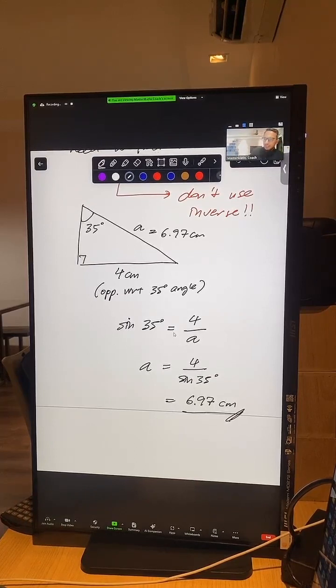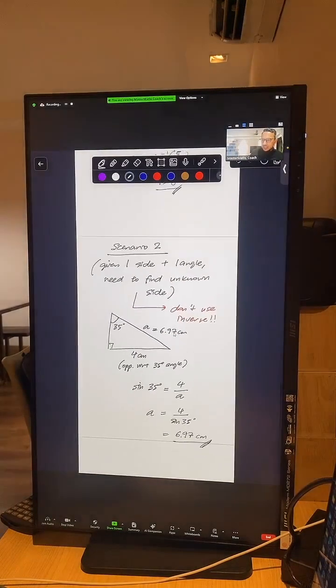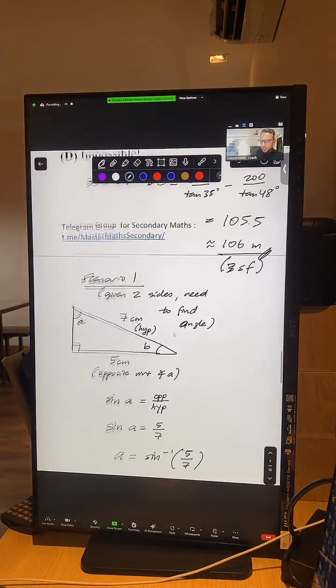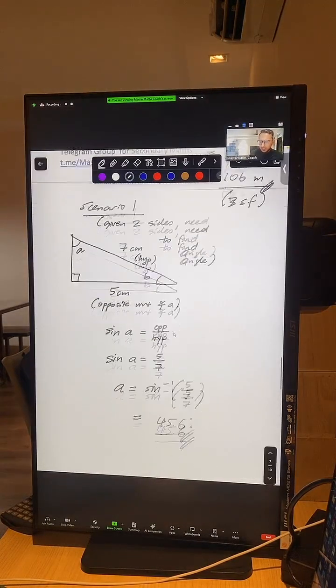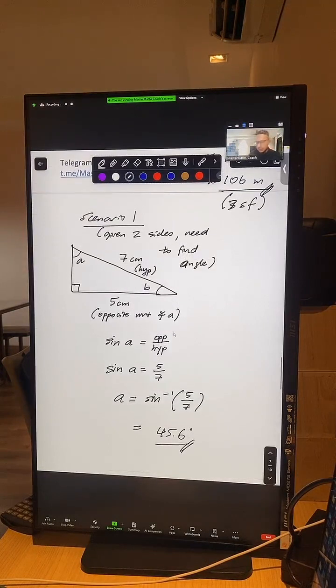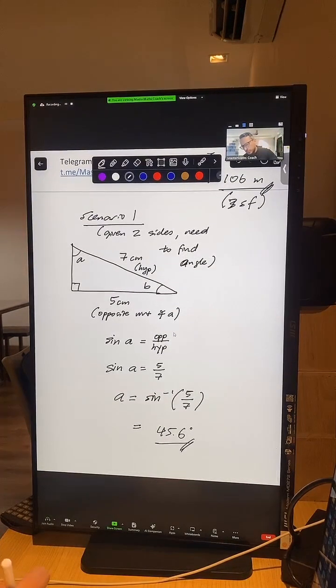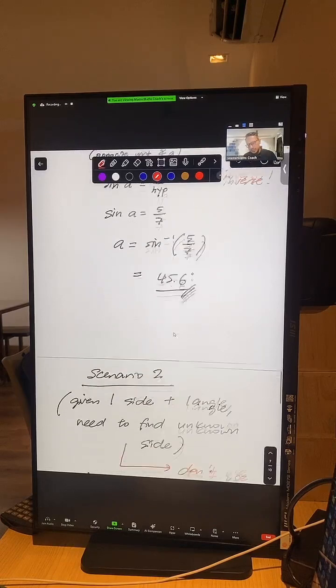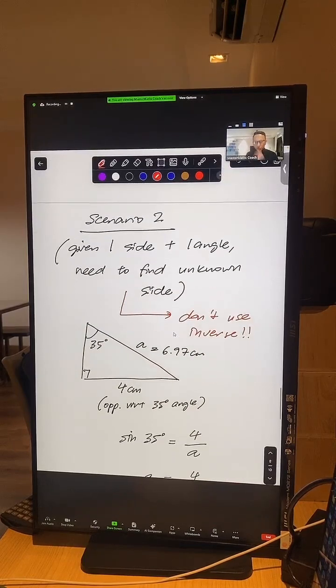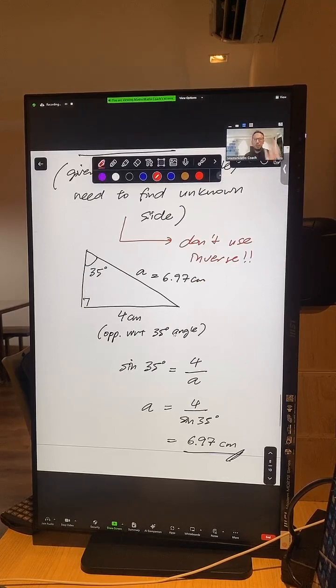Alright guys, so I've given you all 2 scenarios which covers most of the questions. Okay, scenario 1, given 2 sides, need to find angle. This one you need to use inverse. So I'll write there. Need to use inverse. Okay. Scenario 1 is like this. Scenario 2 is like this. You don't use inverse for scenario 2. For both the scenarios, remember your angle, your calculator, the mode must be in degree mode.